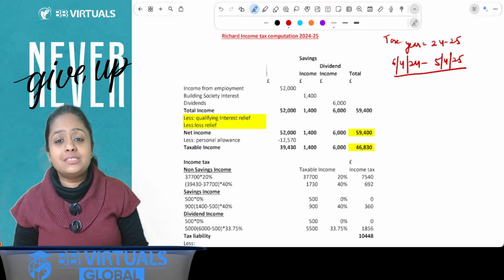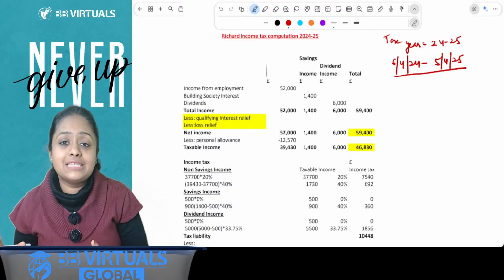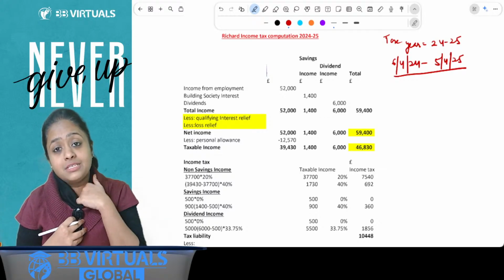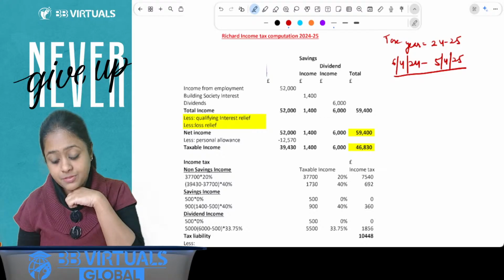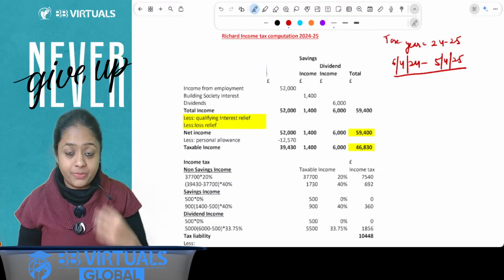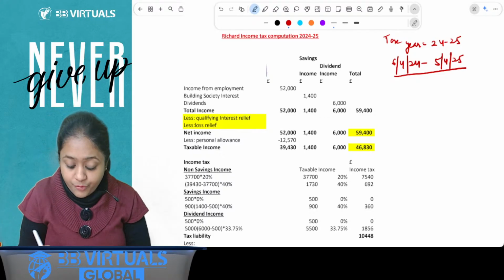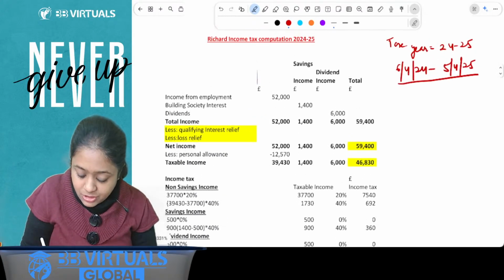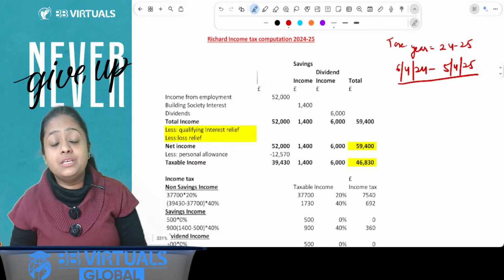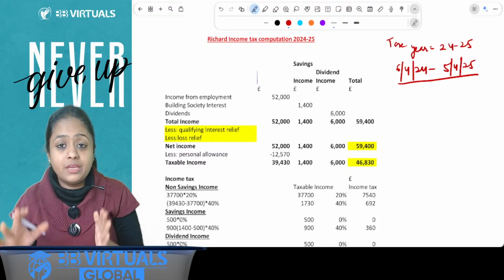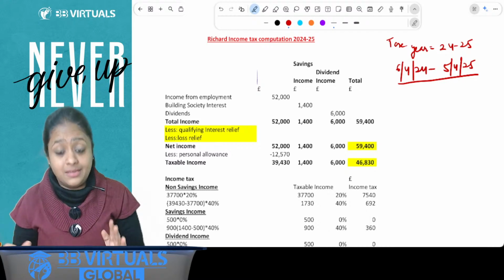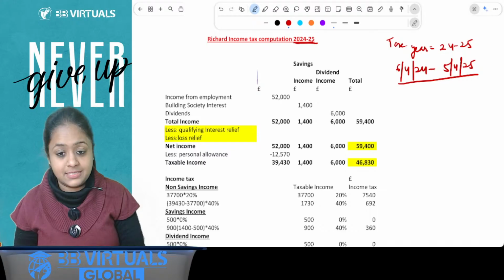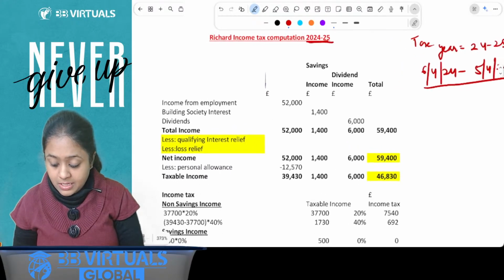I have taken an example here. We will go to the study text later, but first let's understand every concept for calculation of income tax liability with the help of this example. I have taken an example of Richard. Mr. Richard's income tax computation is in front of you, so everybody, eyes on the screen. This is for 24-25, your relevant tax year.